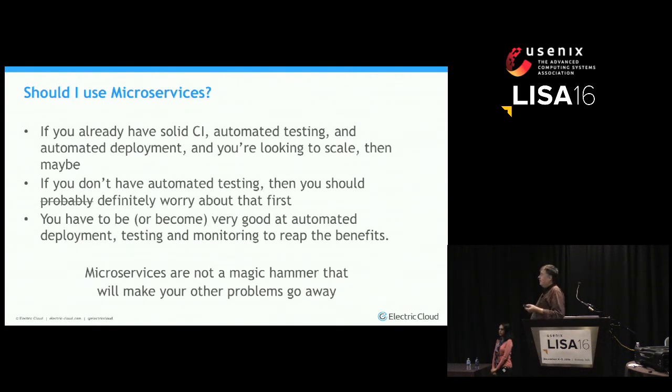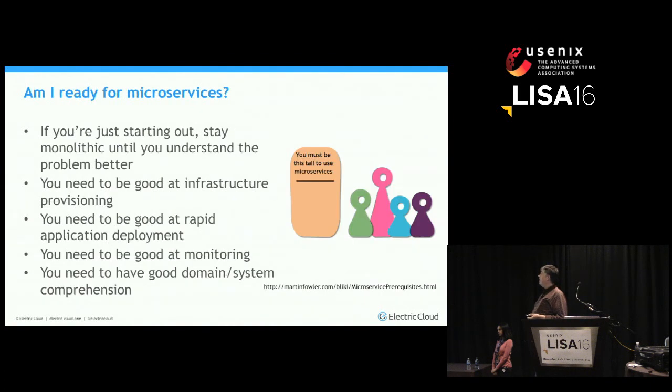I say probably because it's hard to be definite. You've got to be really good at automated deployments. You've got to be really good at testing and monitoring to really get the benefits of a heavily microserviced application. So it's not a magic hammer that fixes bad culture, bad architecture, bad code. It's just as easy to write a bad application with microservices as it is with a monolith. In fact, it's probably easier, right? So beware of that. This is not the thing that will bring happiness and joy to all of us.